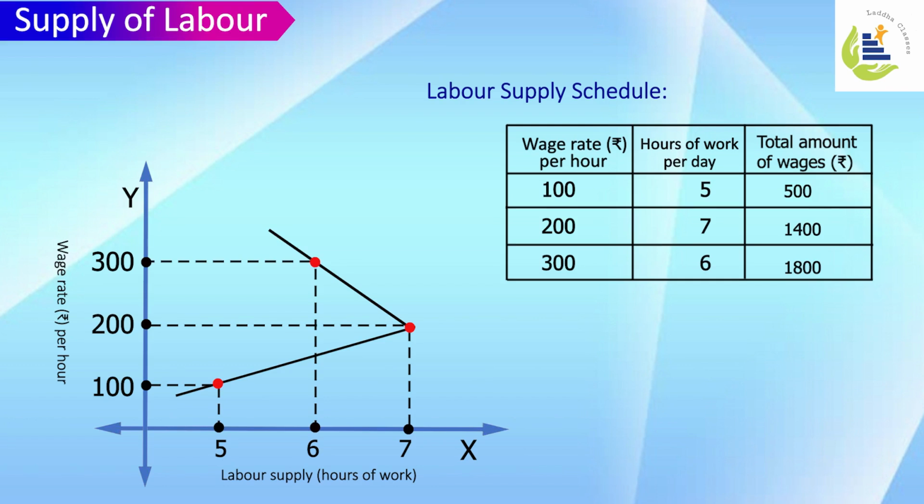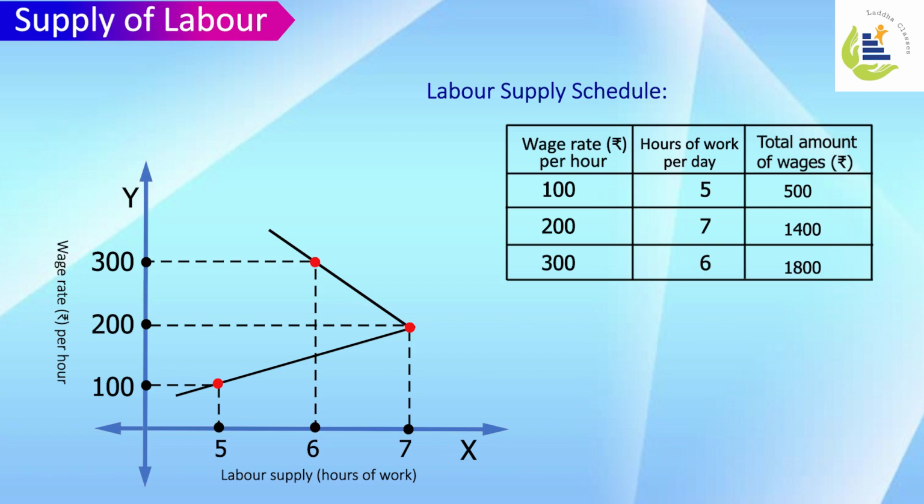Let us analyze what happens in this situation. In the case of labor supply, that is the number of hours a laborer is working at a given wage rate, initially it shows a direct relationship. As the wage rate is increasing, the number of hours is increasing. At 100 rupees per hour, he is working for 5 hours. At 200 rupees per hour, he is working for 7 hours. The graph is going upward. But once he reaches a point, the laborer says I have earned enough. So I would prefer leisure to work, which means he is preferring leisure instead of working extra hours.